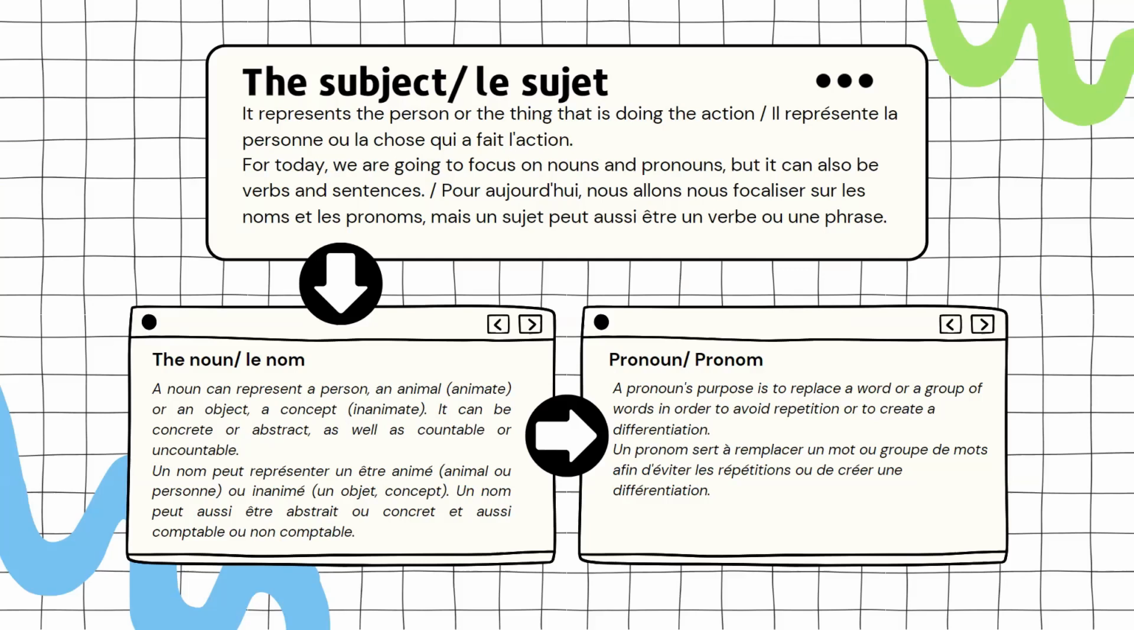A noun can be concrete or abstract, as well as countable or uncountable. Concrete will be a glass bottle, a phone, a notebook, etc. And abstract could be love, for example. Countable could be pens, and uncountable would be sand.